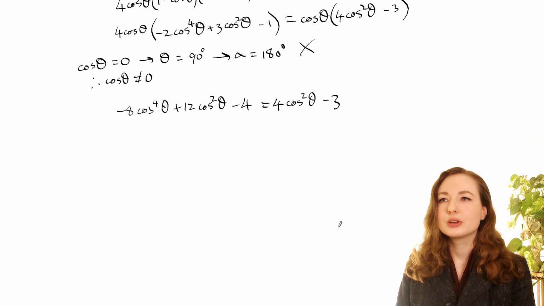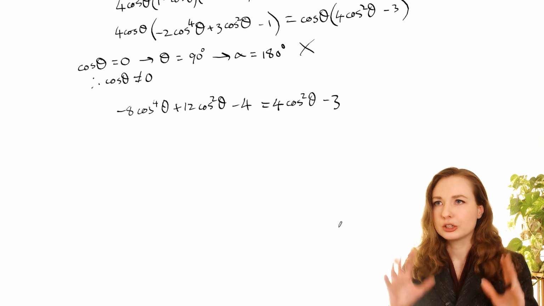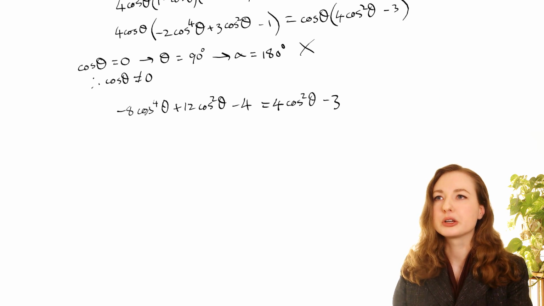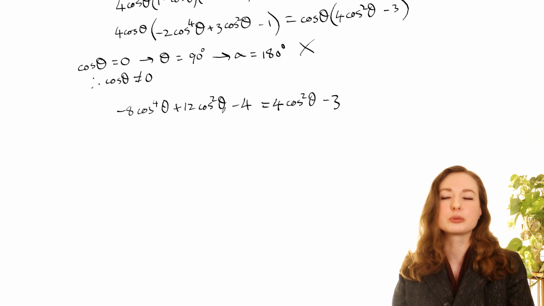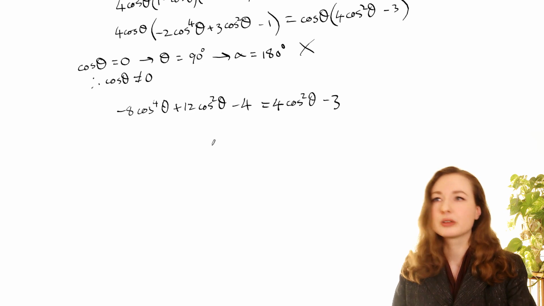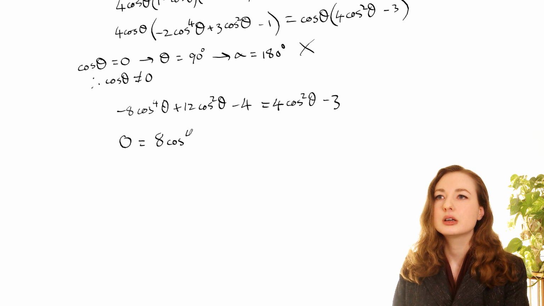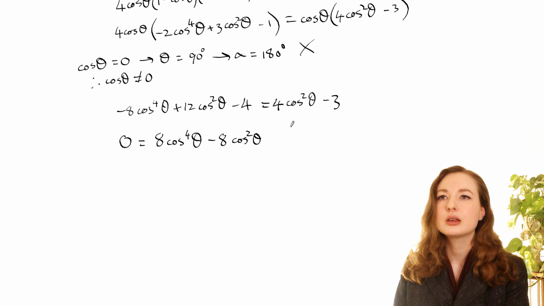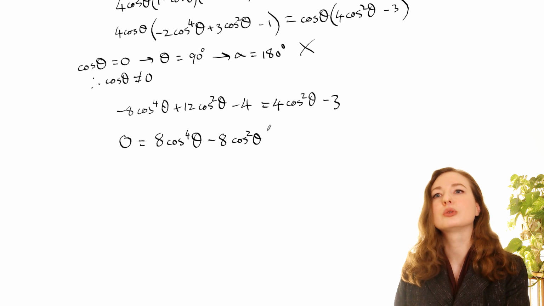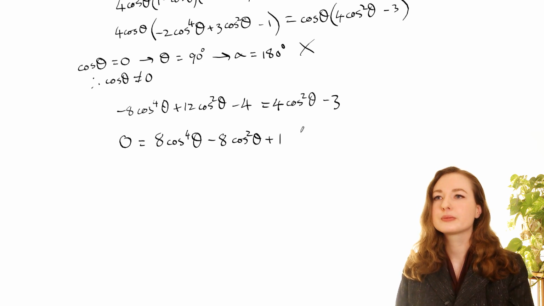Now, when I saw this at first, I thought, quartic, not good. But it's all right, because there's only cos to the 4th and cos squared, which means that we can treat it as a quadratic. Anyway, you'll see that in a second. I'm just going to move all of this over to the right-hand side. So we'll get 8 cos to the 4th theta. So we're subtracting 12, and that'll combine with that to make minus 8 cos squared theta. And then minus 3 plus 4 is plus 1.